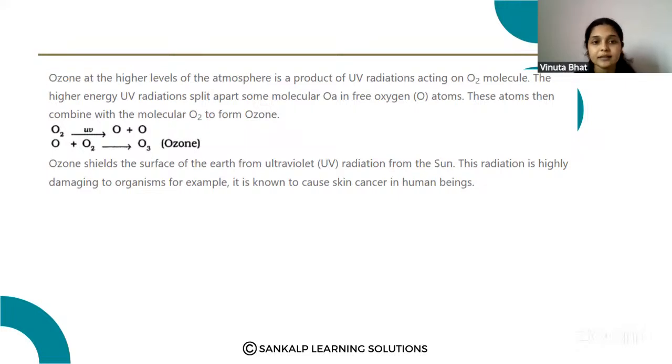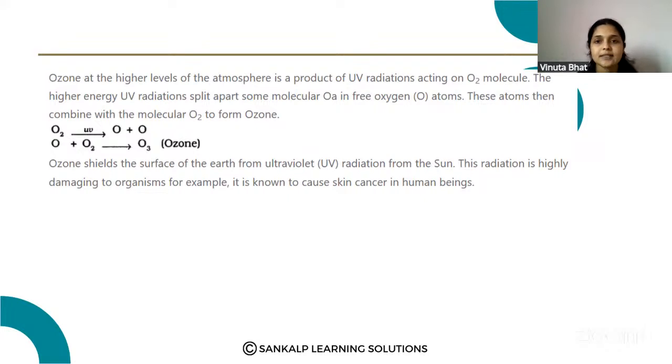Ozone at the higher levels of the atmosphere is a product of UV radiation acting on oxygen molecules. When the UV radiation falls on the oxygen molecules, the O2 molecules split into free oxygen atoms, that is O. These O atoms again combine with the oxygen in the atmosphere and form ozone.